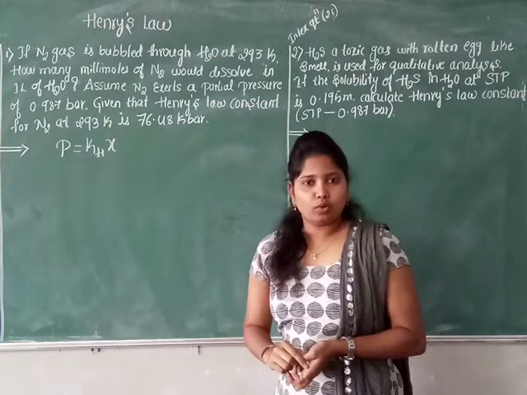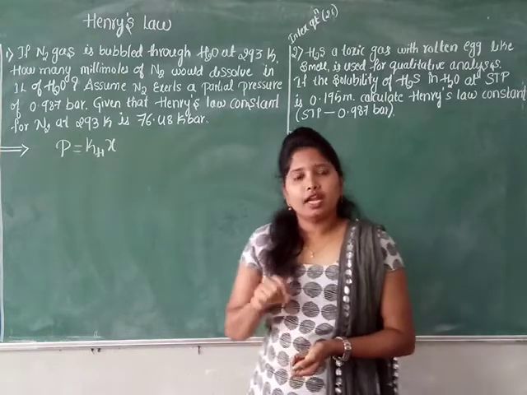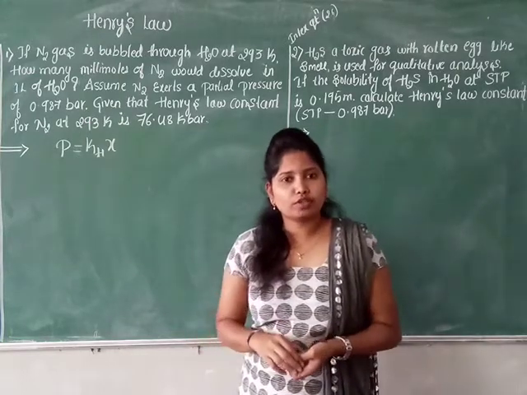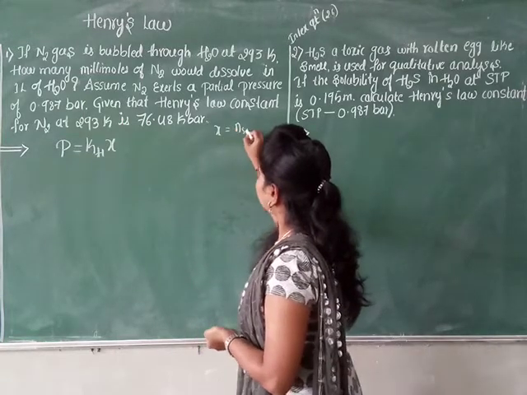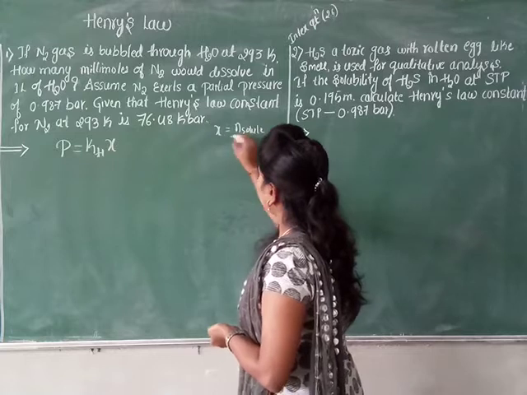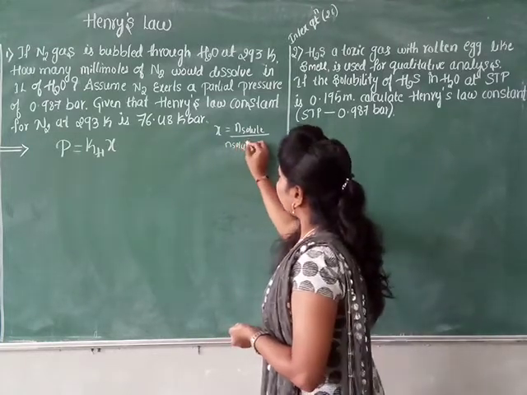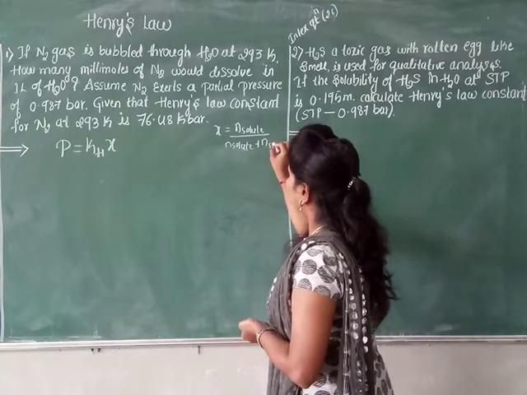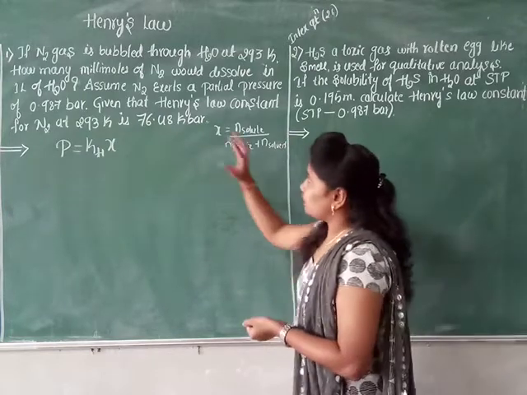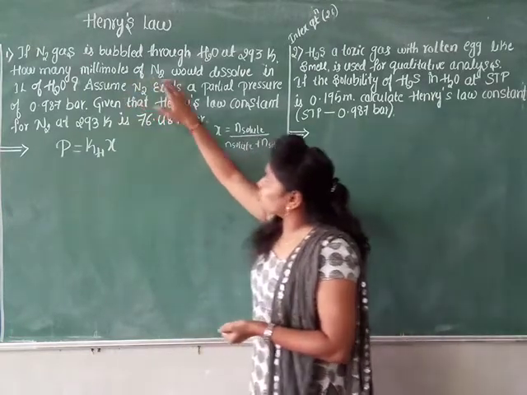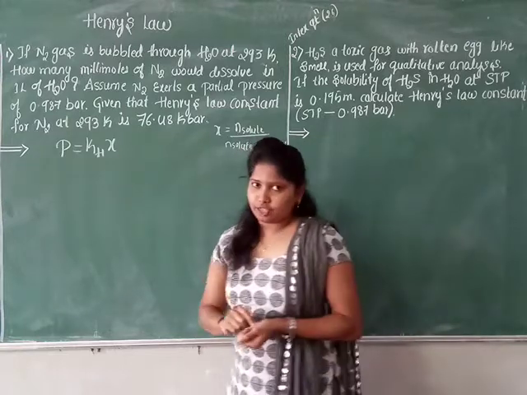You know that mole fraction is the number of moles of solute divided by the number of moles of solute plus the number of moles of solvent. That is, X is equal to n solute divided by n solute plus n solvent. This is the formula of mole fraction. So, in order to calculate the millimoles of nitrogen gas dissolved in 1 liter of water, you have to use the mole fraction formula.